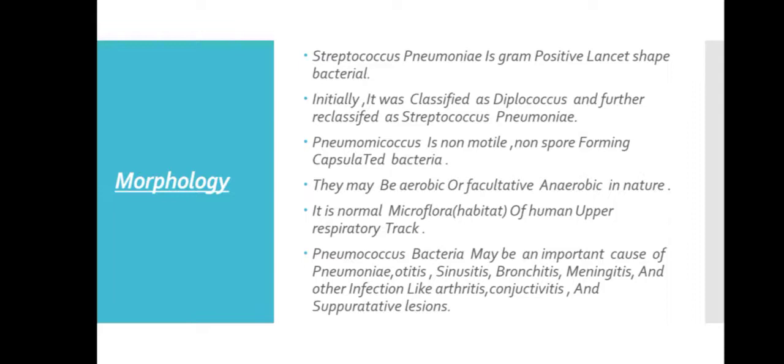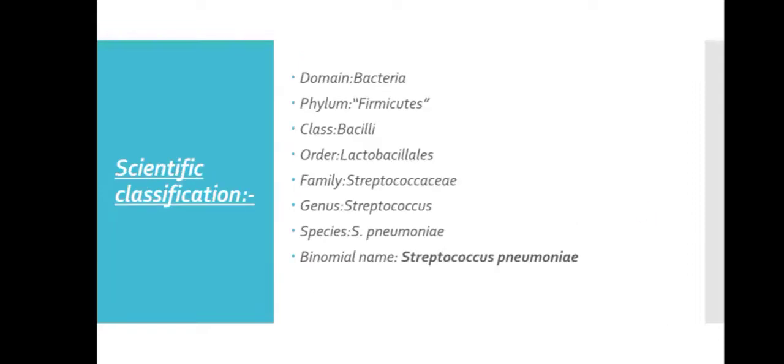Pneumococcus bacteria may be an important cause of pneumonia, otitis, sinusitis, bronchitis, meningitis and other infections like arthritis, conjunctivitis and suppurative lesions. Scientific classification is as follows. It belongs to the domain Bacteria, phylum Firmicutes, class Bacilli, order Lactobacillales, family Streptococcaceae, genus Streptococcus, species Streptococcus pneumoniae, and it is having a binomial name Streptococcus pneumoniae.